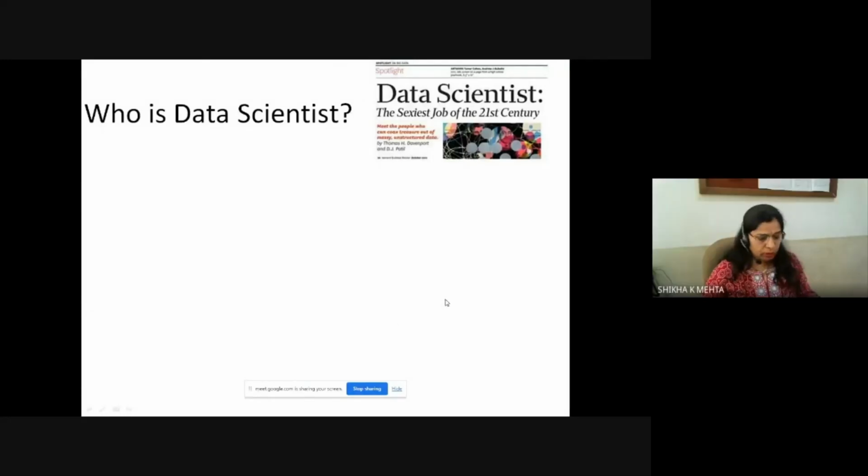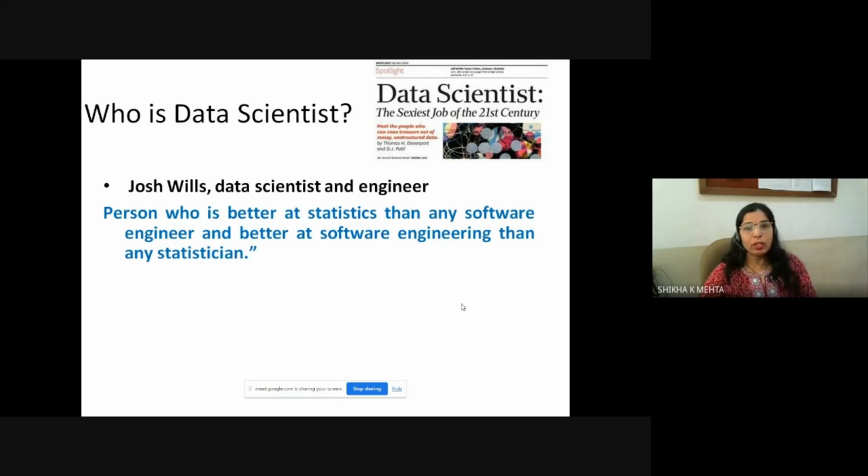Okay. So we were discussing who is a data scientist. Different researchers have given their own definitions, or there is no single definition for the data scientist. I hope you understand what they are trying to convey. According to Josh Wills, a data scientist is a person who is better at statistics than any software engineer, and better at software engineering than any statistician. So as I said, nobody can define a data scientist.